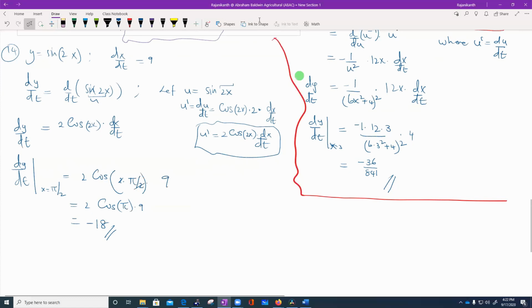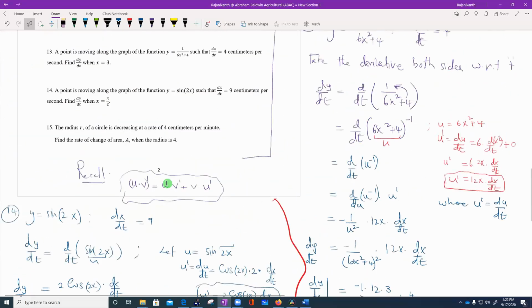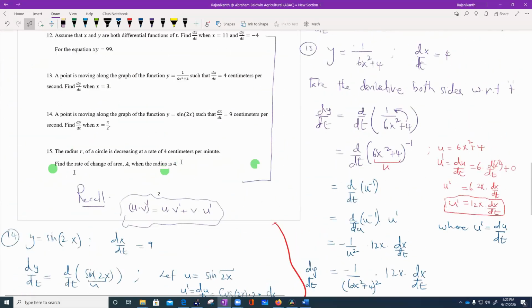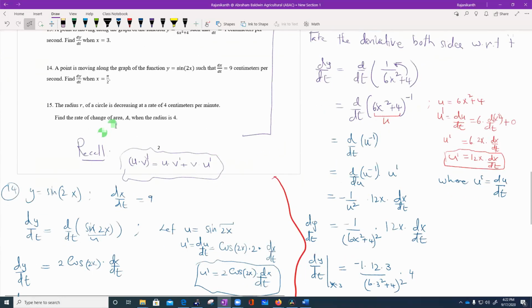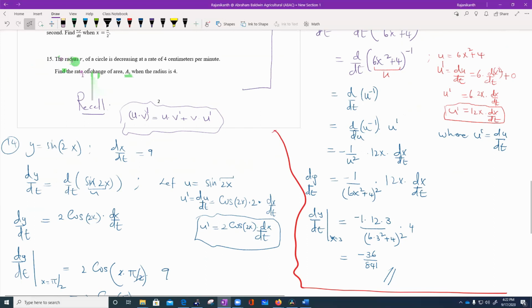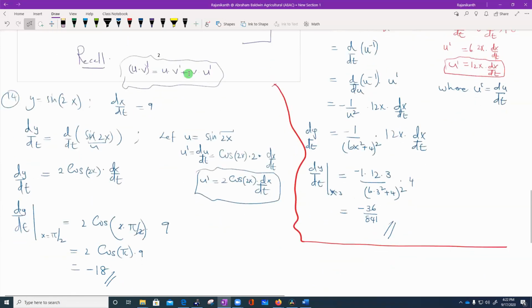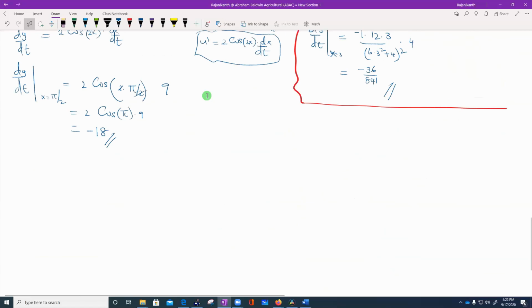So who else? Anything else? So we need to do the last one. For the last one, we don't have any formula; you need to create the formula, but it is an easy formula. They're telling us the radius r of a circle is decreasing at a rate of 4 centimeters per minute. Find the rate of change of the area when the radius is 4. So they are talking about the area of the circle, right?